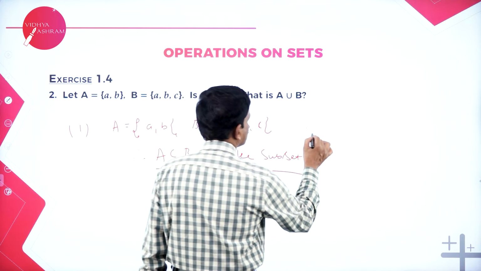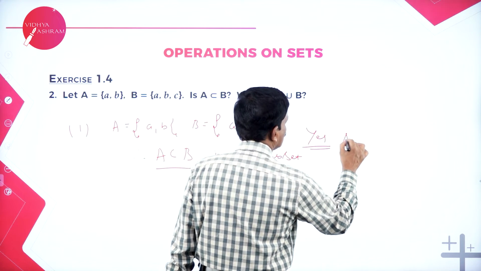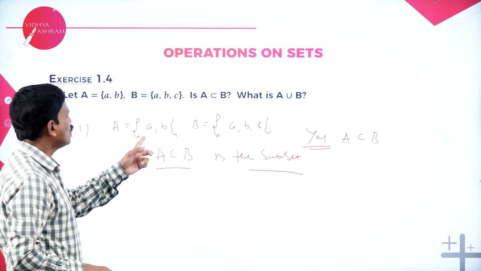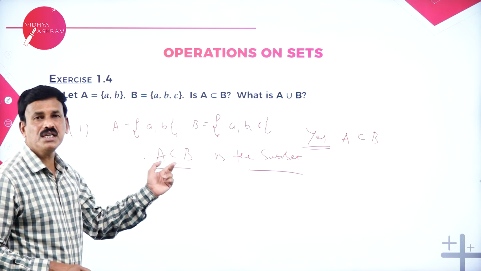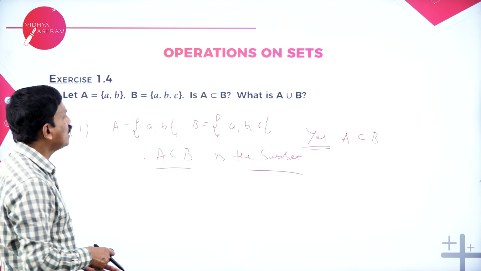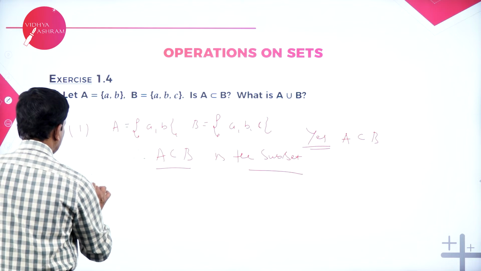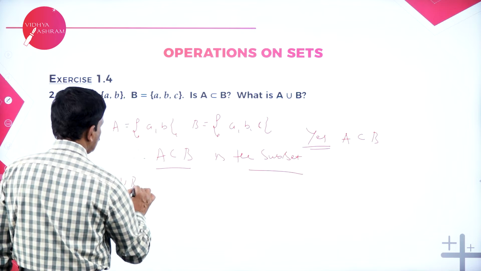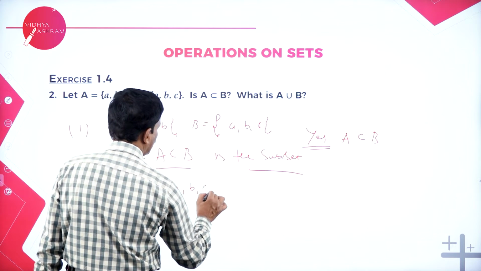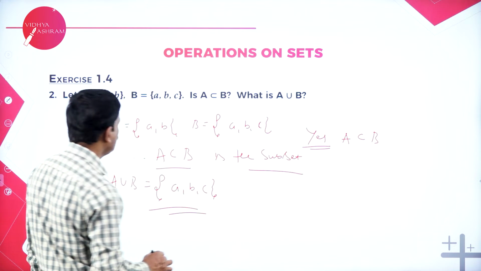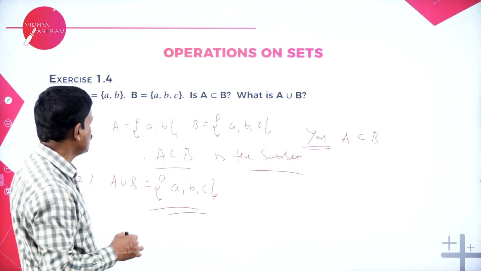So yes, this condition is satisfied. Yes, A is the subset of B, because all the elements of A are the elements of the set B. Now, what is the union? The second part, the union, A union B. Write down the elements a, b and c. That's all. So, A union B is equal to the set B itself.